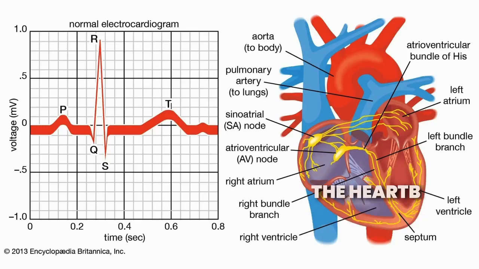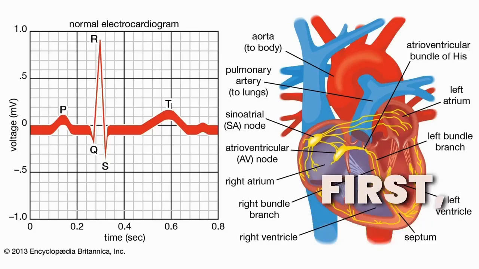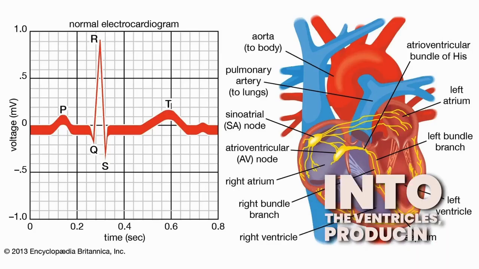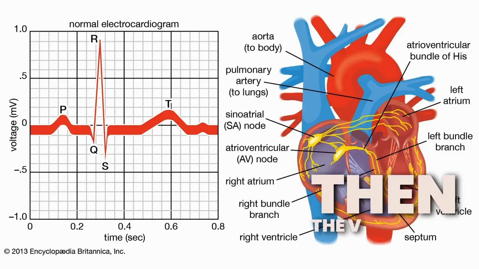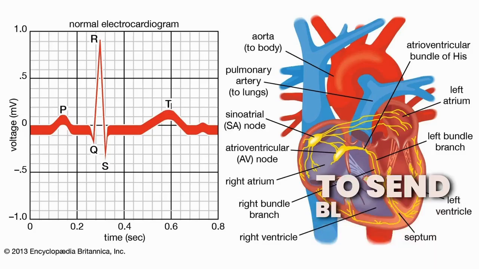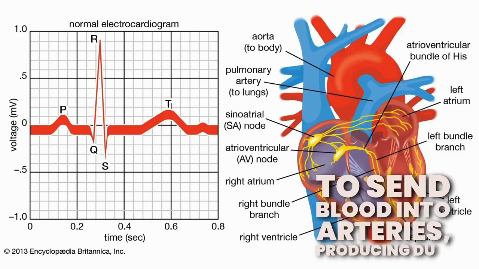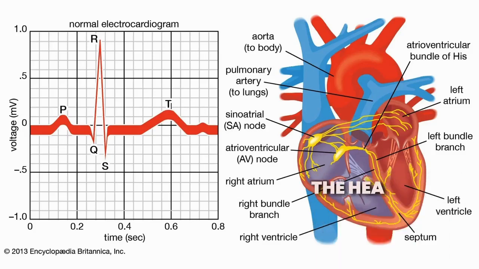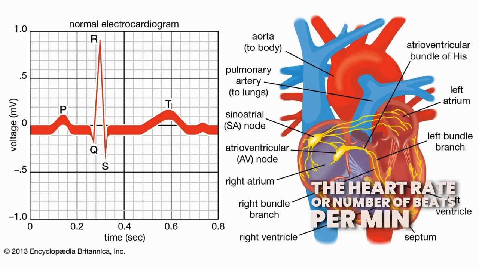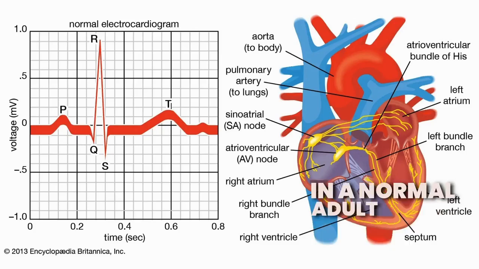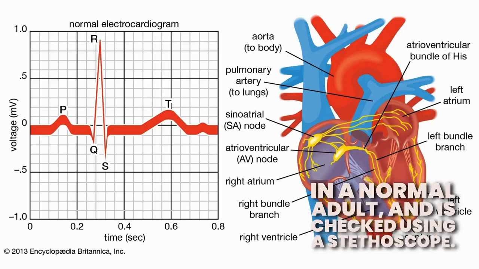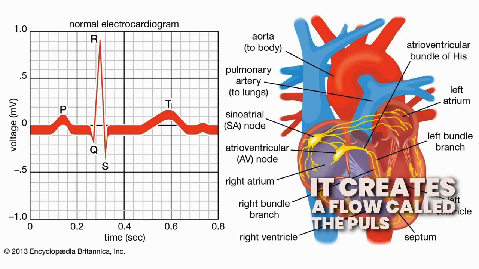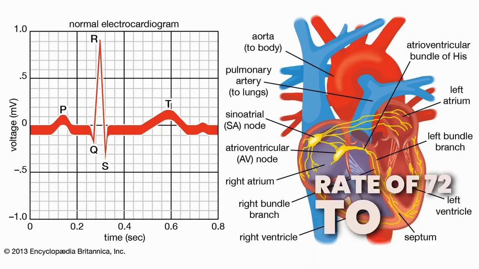Heartbeat. The heartbeat occurs in 2 steps. First, the auricles contract to pump blood into the ventricles, producing the sound, lub. Then, the ventricles contract to send blood into arteries, producing, dub. Thus, one heartbeat includes both sounds. The heart rate, or number of beats per minute, is about 72 in a normal adult and is checked using a stethoscope. When blood is pumped into arteries, it creates a flow called the pulse, with a normal rate of 72 to 80 per minute.